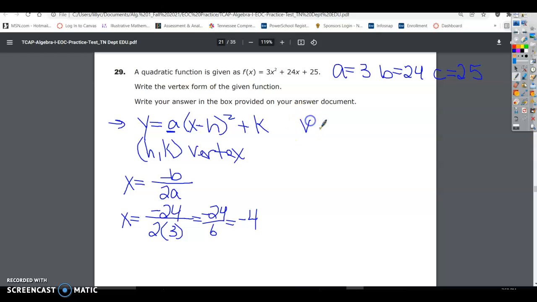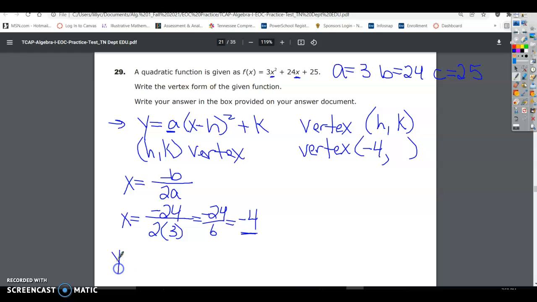So vertex is h, k. I already wrote that down here, I just wrote it down again. That's okay. So vertex is now negative 4, and we're still looking for k. So how do we find k? We take the x value, negative 4, and we substitute it in to find our y value.